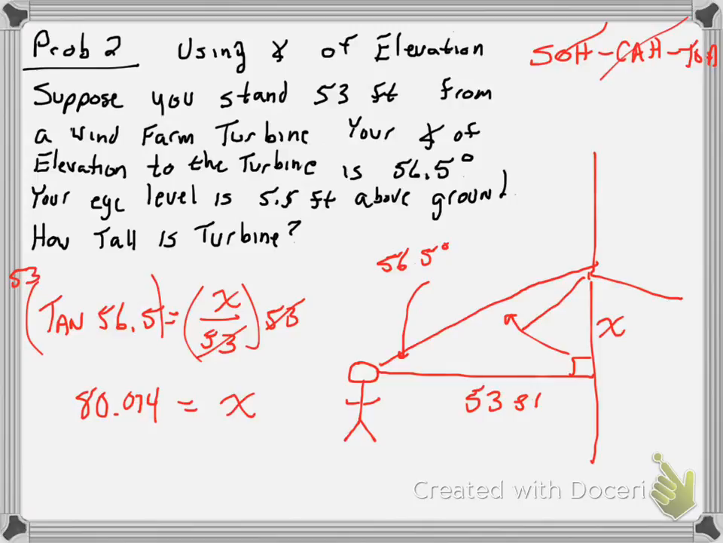Well, how tall is the turbine total? Well, they tell me it's 5.5 feet above the ground. So if that distance is approximately 80 feet, what I'm going to do to find the whole height is take 80 feet plus 5.5 feet and make the turbine 85.5 feet above the ground.